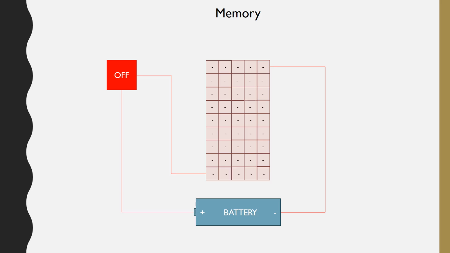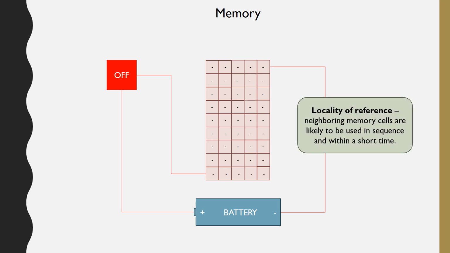Often, whenever a computer is processing data, it moves needed bits to RAM, but actually moves more data than the program initially requires. This is because of the locality of reference principle. It assumes that neighboring memory addresses are likely to be used in sequence and within a short period of time. Preloading data expected to be used results in saved processing time.